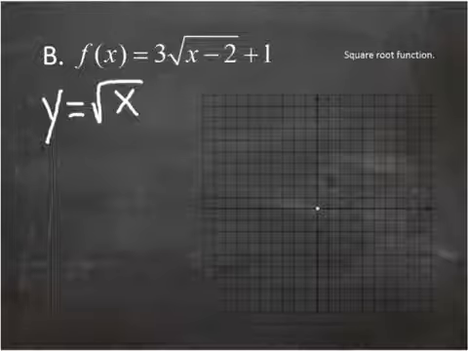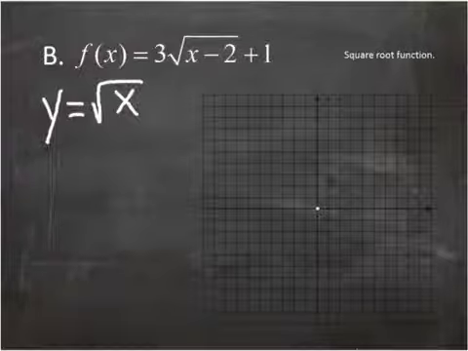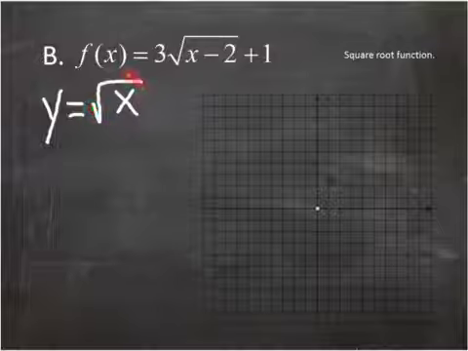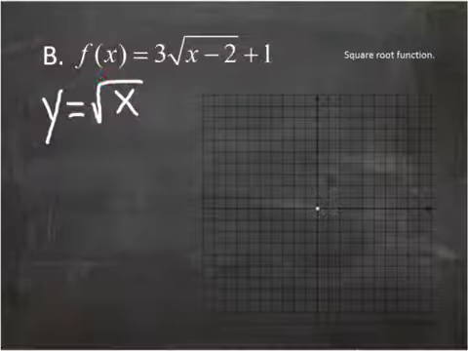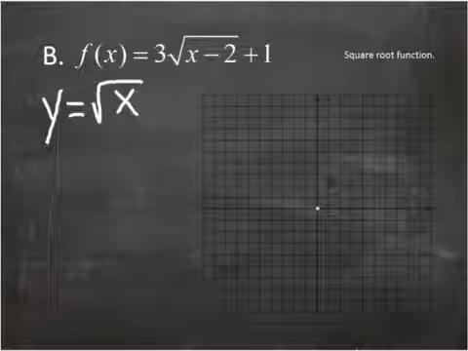Now to make it easy on myself when I'm graphing the radical function, I'm only going to sub numbers in here that are easy to do. So I could sub in a 1. If I sub in a 1, the square root of 1 is 1. I get my next point.